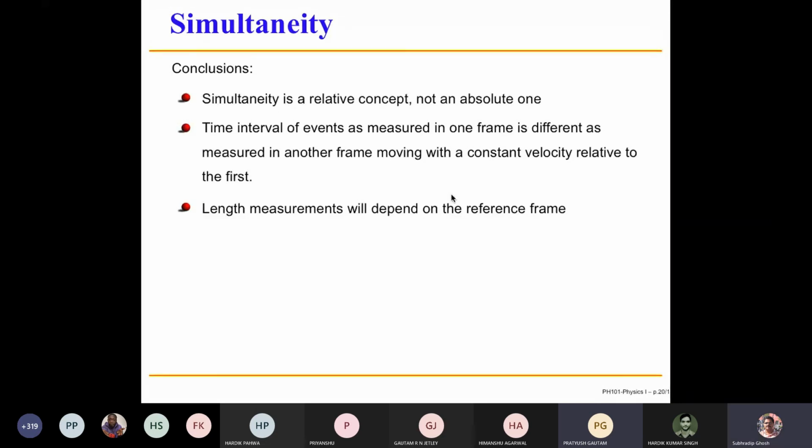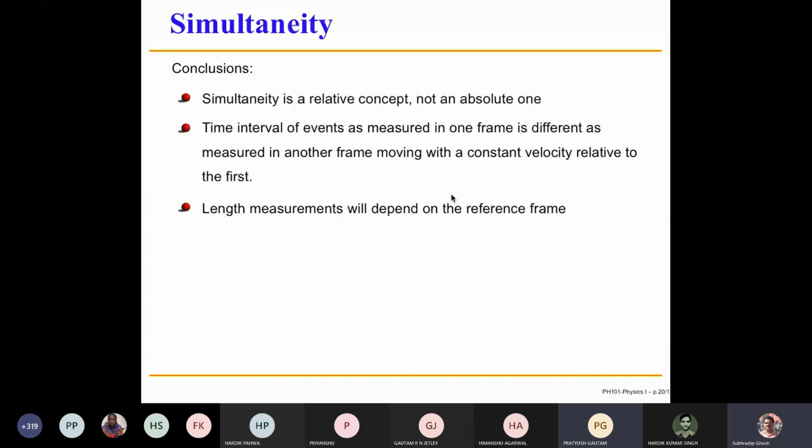So the time interval of events and the length measurement will all be affected because simultaneity is a relative concept. And we will see the consequence of that, how it leads to more confusing, or I would rather say counterintuitive, ideas, the hallmarks of the special theory of relativity.